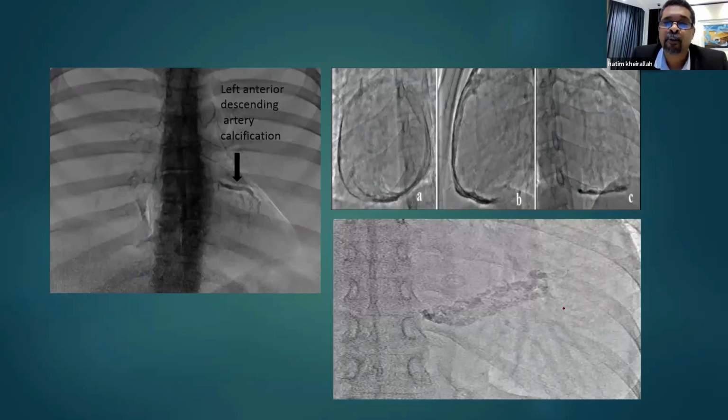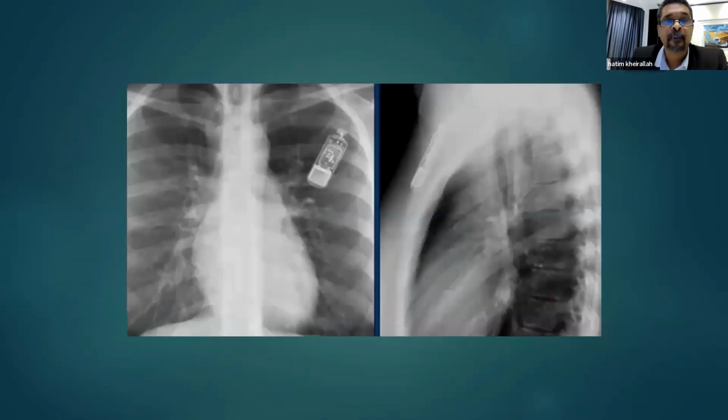MAC can also be seen like here. This is mitral annular calcification, you see. So you could see calcification nicely by fluoro, okay? Dry fluoro, that is dry fluoro. I'm not injecting any dye, dry fluoro, okay? By dry fluoro, you could see the calcification in the coronaries. You can see stents, you can see pericardial calcification, MAC, and all of that.